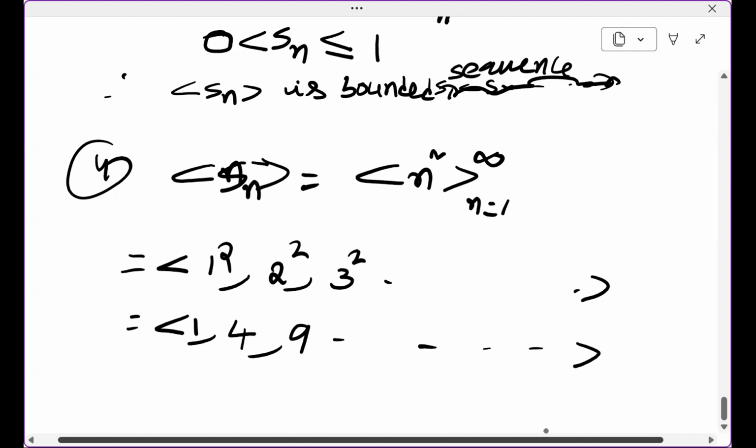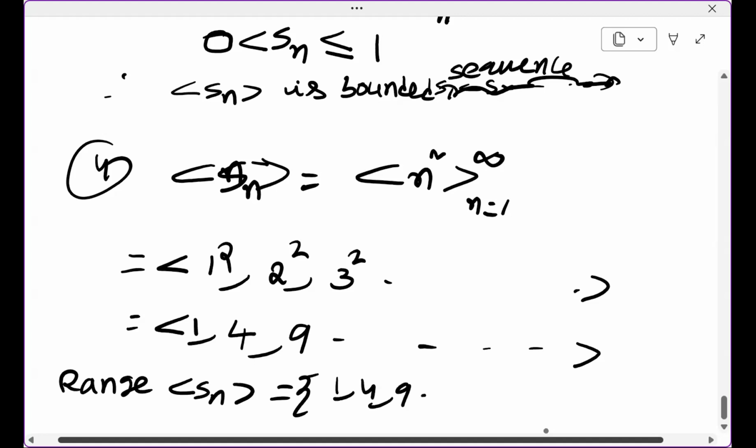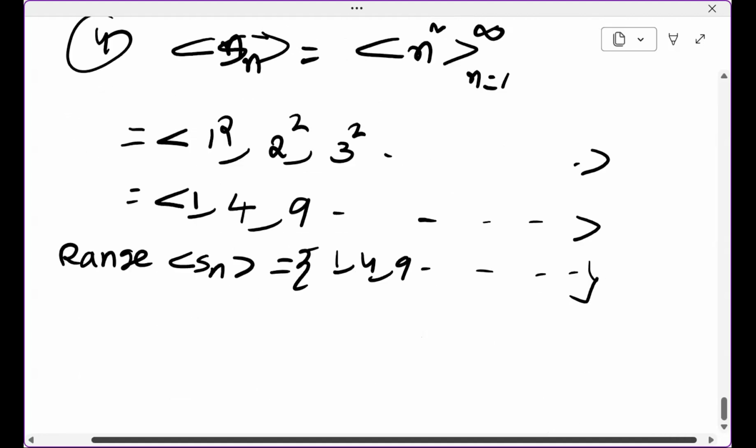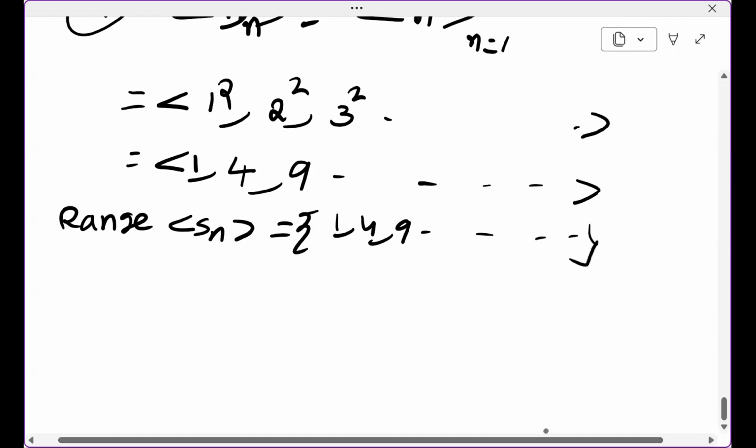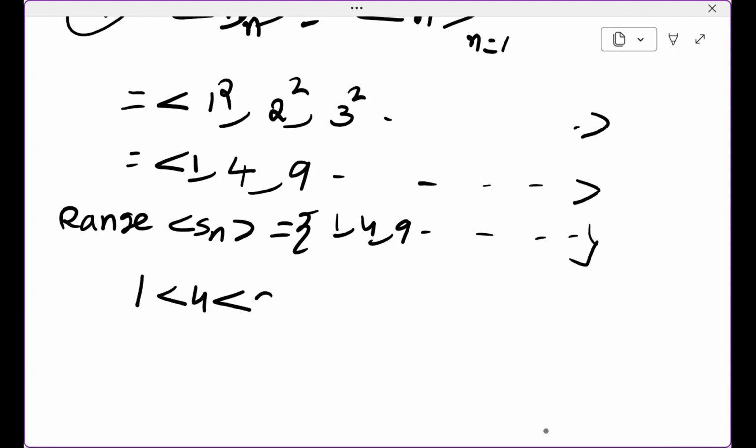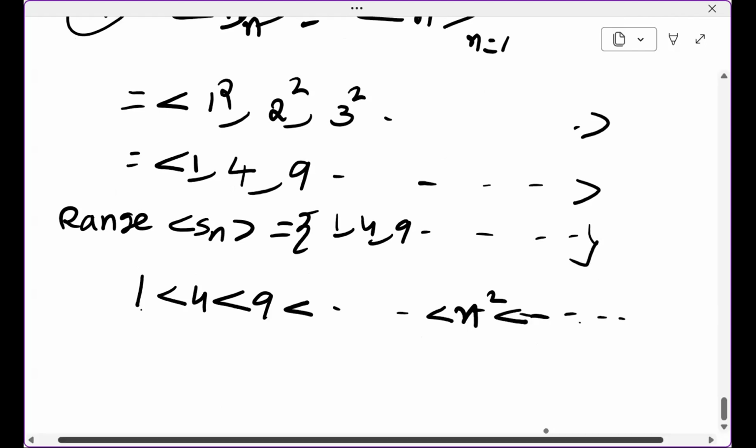What is the range of this sequence? The range of the sequence is all the distinct values, and all are distinct. So what is the order, increasing or decreasing, that we have to see. As we can see, 1 is less than 4, less than 9, and so on. It is increasing, and the nth term is n square. Remember, this is the way I have shown you. This is the lower bound. So the range of the sequence, that is Sn, the nth term, is greater than or equal to 1 for all n, so it is bounded below.